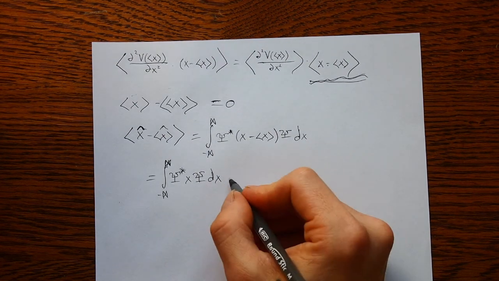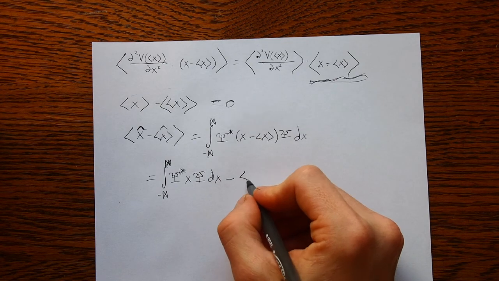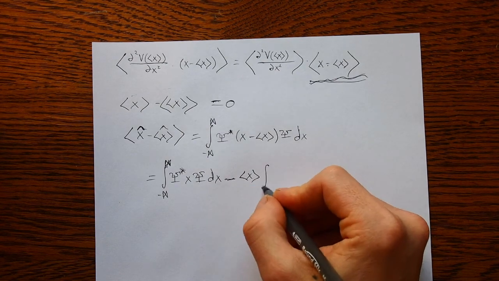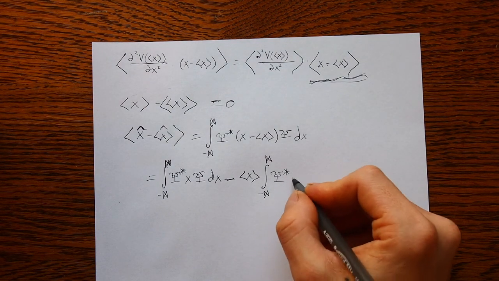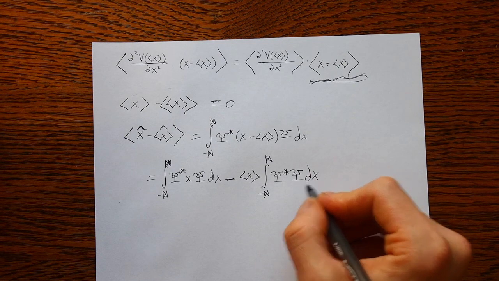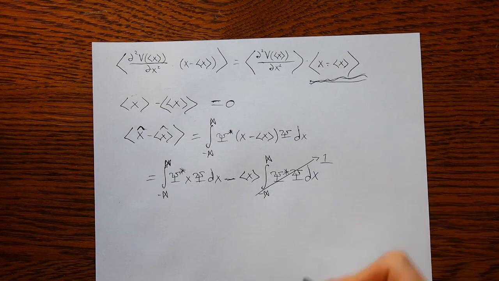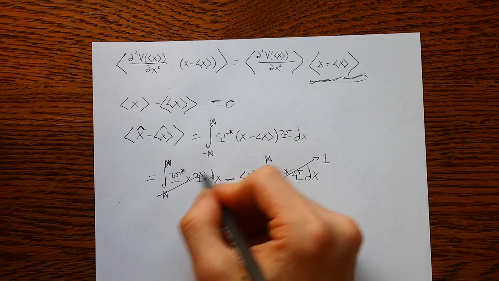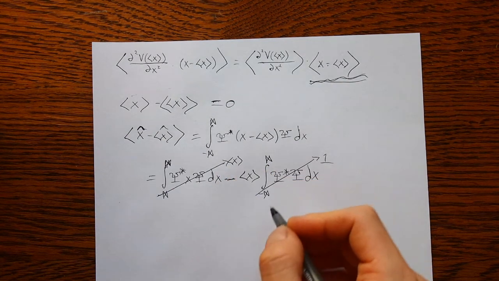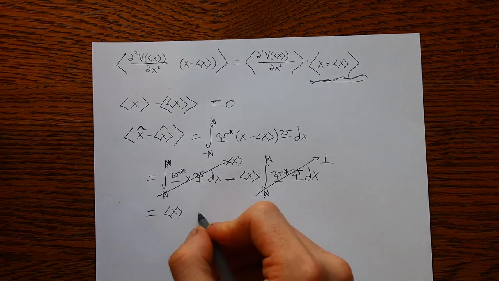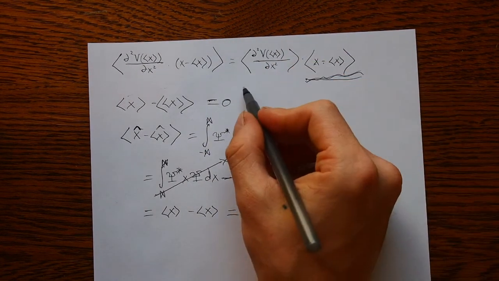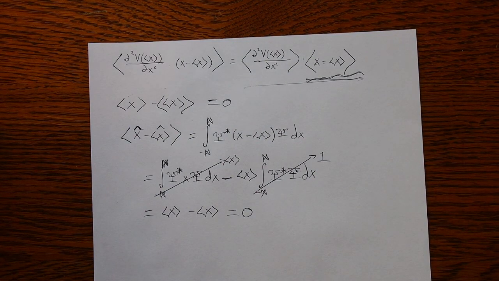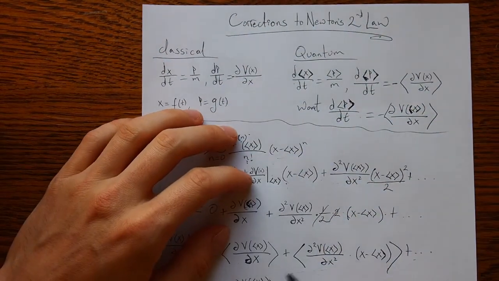dx minus, this is just a constant, we can pull it out of the next integral, the integral over all space of our wave function conjugated times our wave function. But by normalization, this is just 1. And by definition, this is the expected value of x. So again, we find the expected value minus the expected value, which is equal to 0. So either way, this whole term is going to go to 0 in our previous equation.